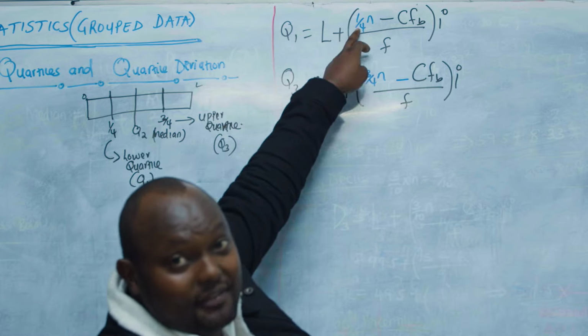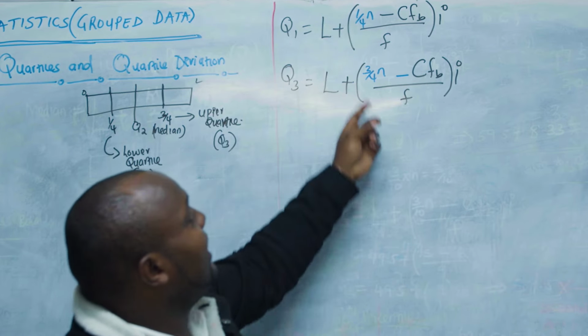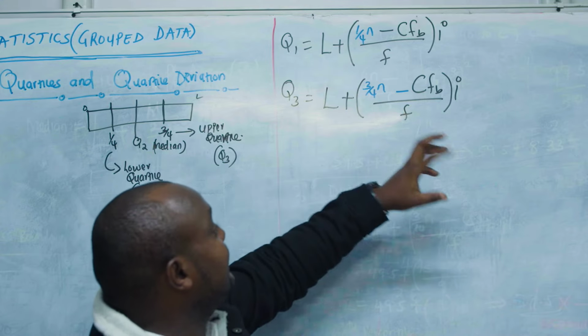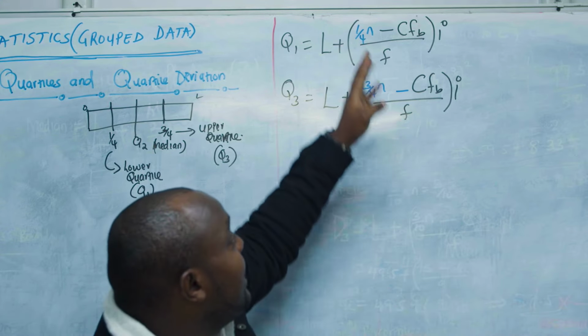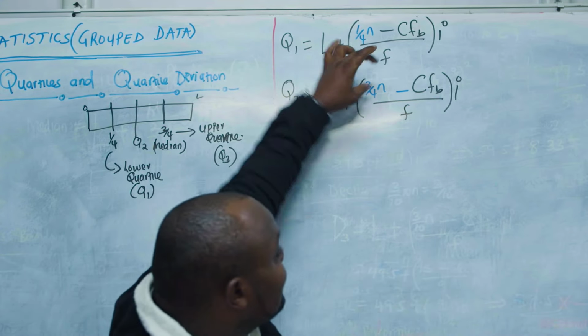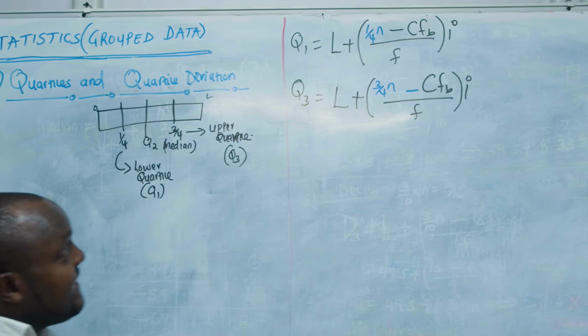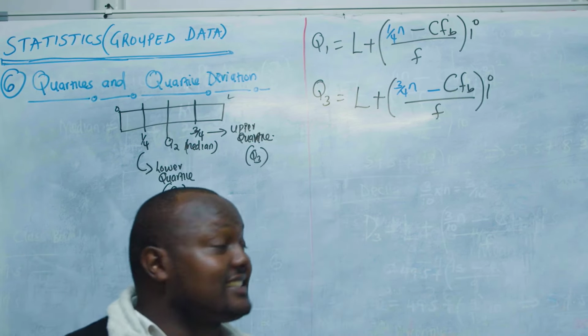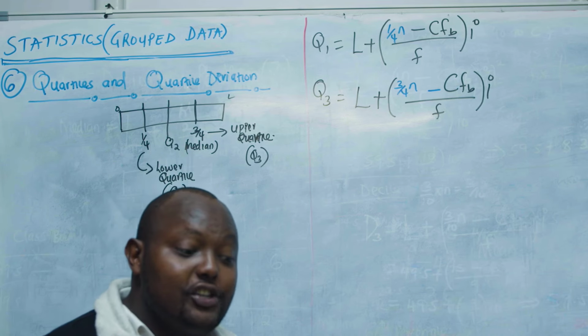Even for the median, we use a half to show that it is half. For a percentile, if it is the 60th percentile, we use 60 over 100. For the decile, we use 4 over 10. And so that is the only part that was changing. As I explained in my previous video, this is the same part that will guide us on which class we are going to use.